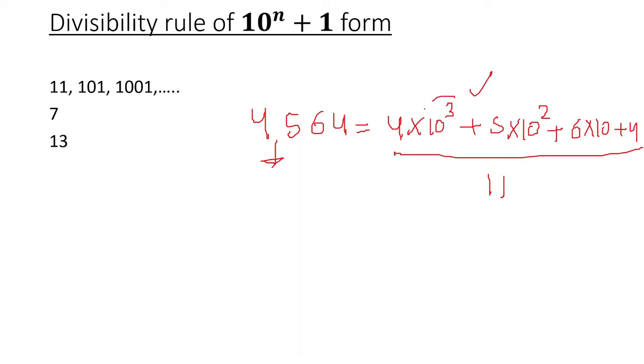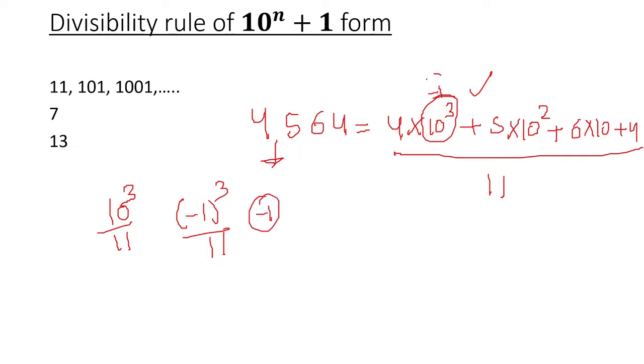So what will the remainder be when you divide 10 cube by 11? For 10, the remainder is minus 1, so for the cube this will be minus 1. For 10 cube, the remainder will be minus 1. So this part will be 4 into minus 1. For the square, minus 1 squared will come as a positive 1, so this will be 5 into plus 1. And for 10, again it will be negative: 6 into minus 1.